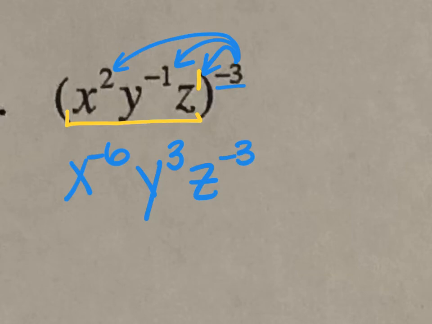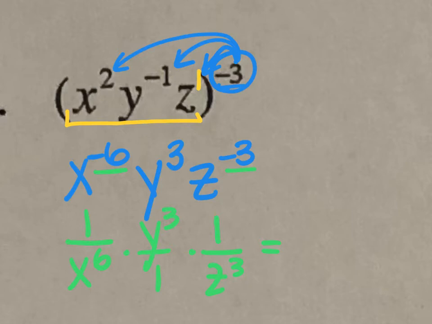So now I've distributed the outside exponent, and what I'm going to do now is continue simplifying because I'm not allowed to have negatives as an exponent. So what that's going to do is send any base that I have in the negative exponent to the bottom, like the bottom part of a fraction, or you would say the reciprocal. So technically, I could say this would be 1 over x to the 6th times y to the 3rd over 1 times 1 over z to the 3rd.